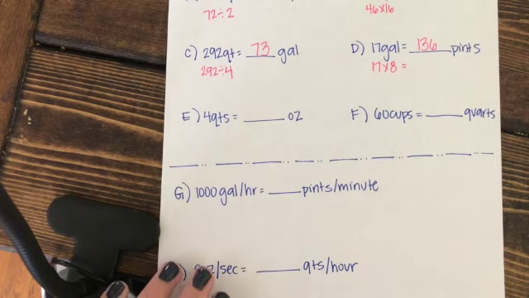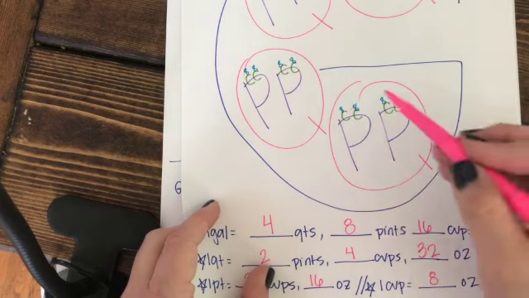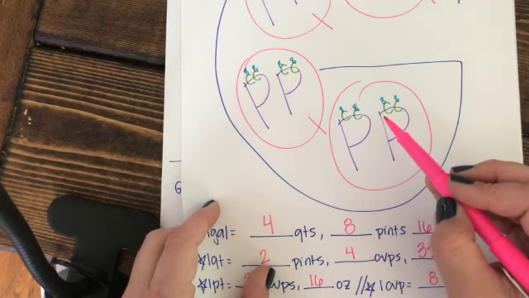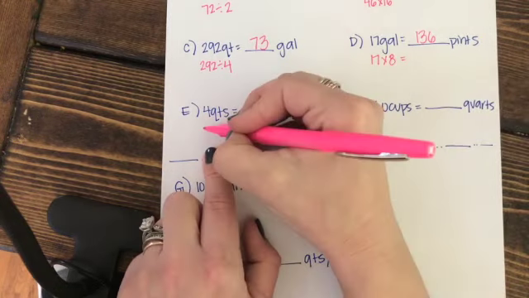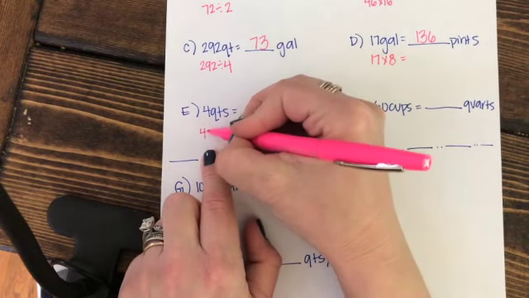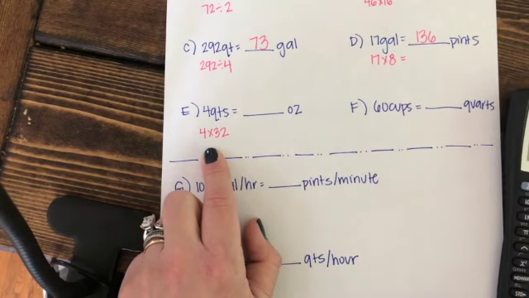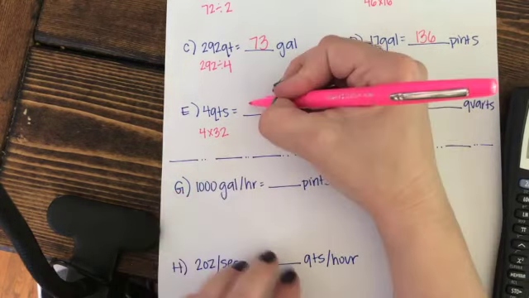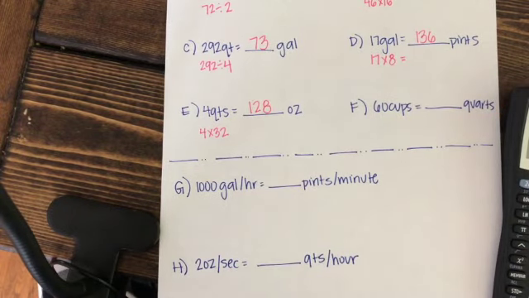Okay, letter E. 4 quarts is how many ounces? So within this quart, there's 8, 16, 24, 32 ounces. So if every quart has 32 ounces, 4 times 32, and use your calculator, it's totally fine, would be 128 ounces.